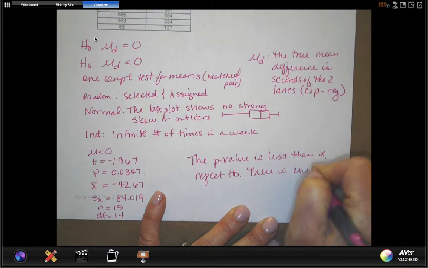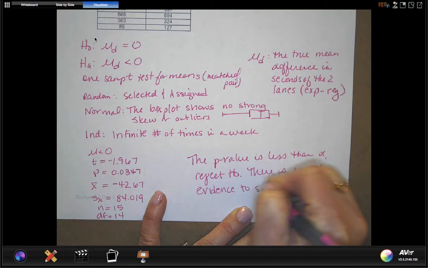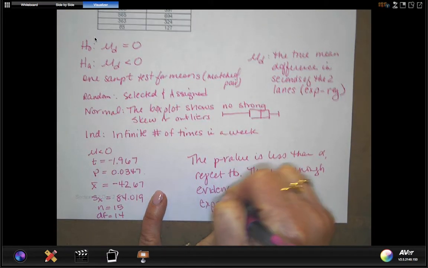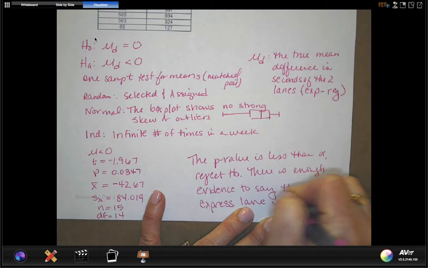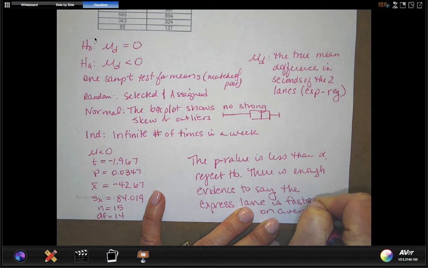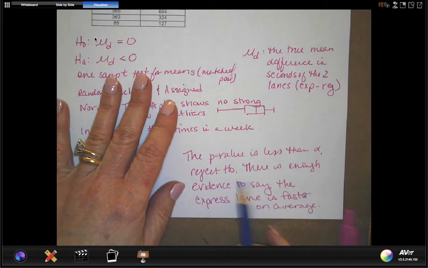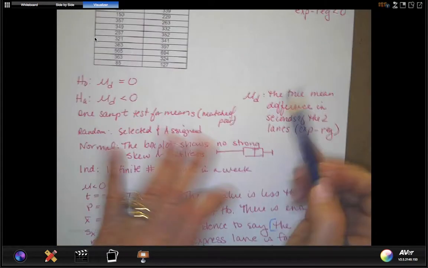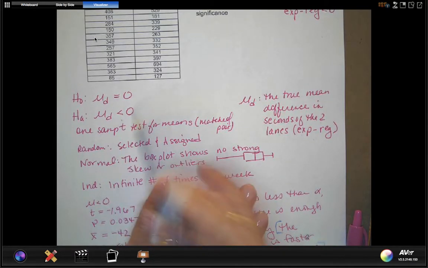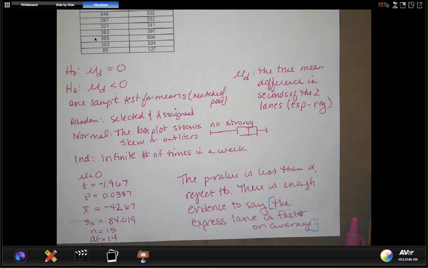There is enough evidence to say the express lane is faster on average. If you would prefer, so for this part right here, if there's enough evidence to say that the true mean difference in seconds of the two lanes is less than 0, that's fine. I just kind of went back to what the original question is: the express lane faster? Okay.